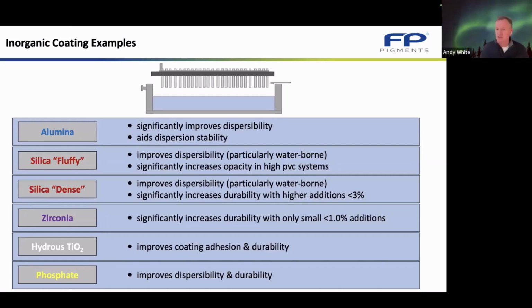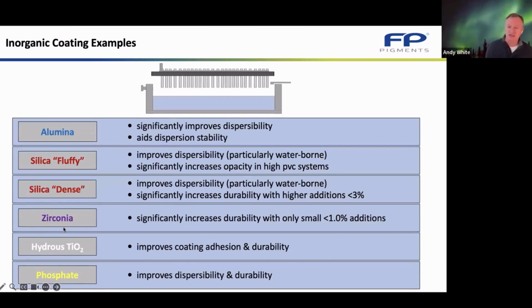But these grades with dense silica on tend to be used in the very high-end, highly durable applications like architectural powder coatings, automotive paints, things like this. Things like R960 from Chemours, and I think it's 696 is the grade from Tronox, actually have this super dense silica on that gives a very, very high durability.